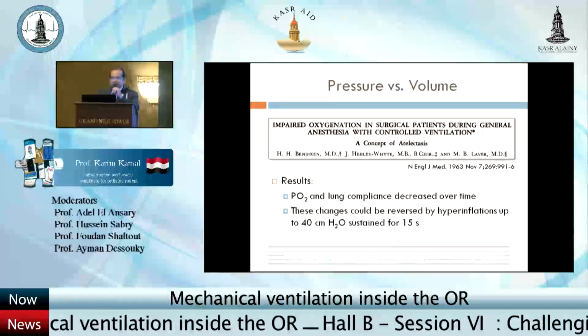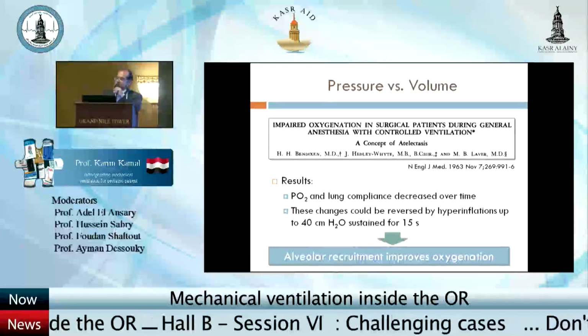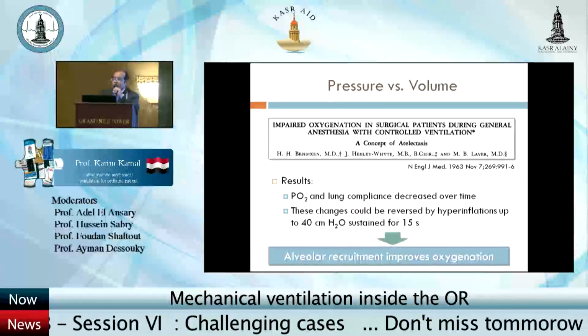So you'd expect that the conclusion they reach from their results is that alveolar recruitment improves oxygenation.